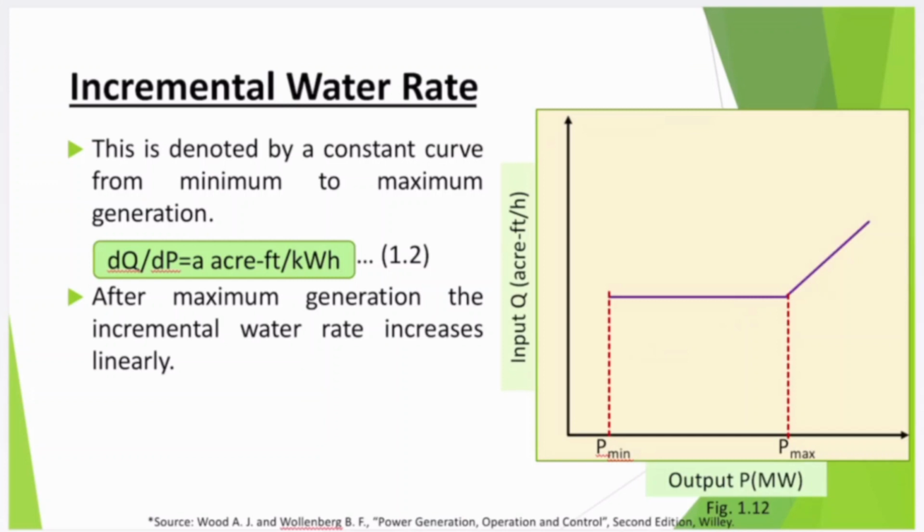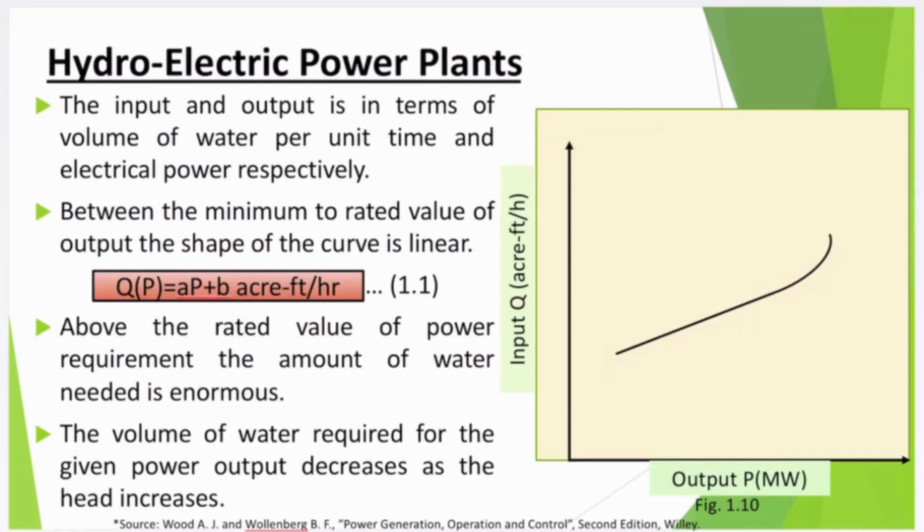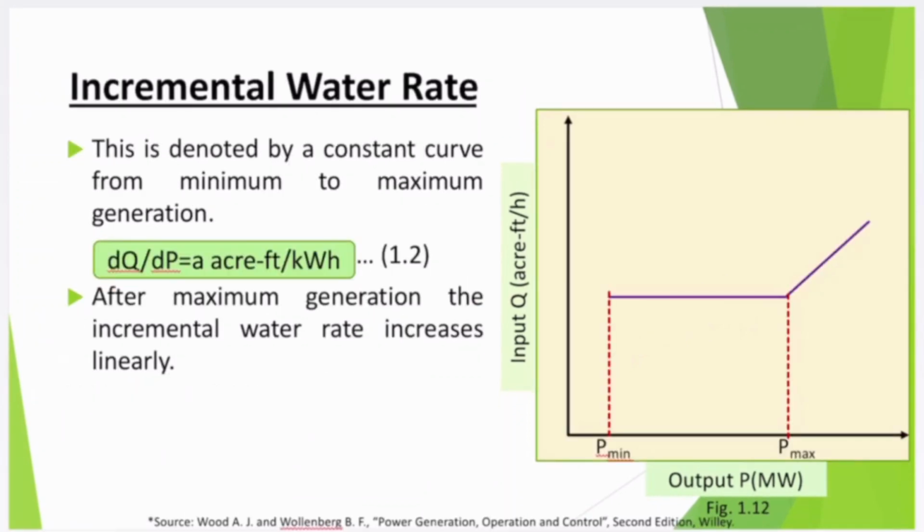So you have to differentiate, that is dq upon dp. So when you differentiate the previous characteristic, as you could see, AP plus B, after differentiation, it is purely a constant, acre feet per kilowatt hour.